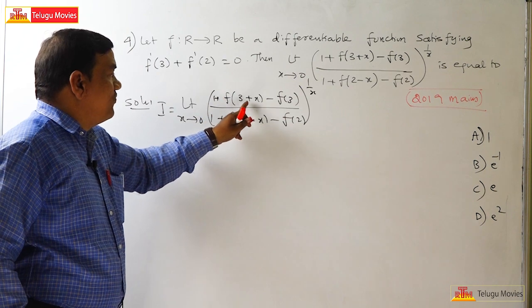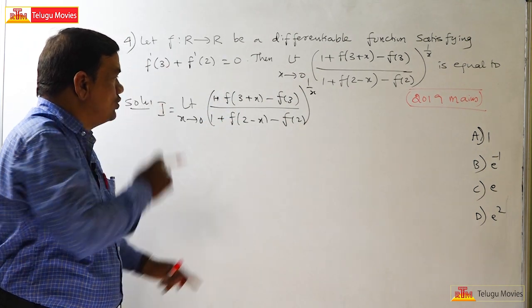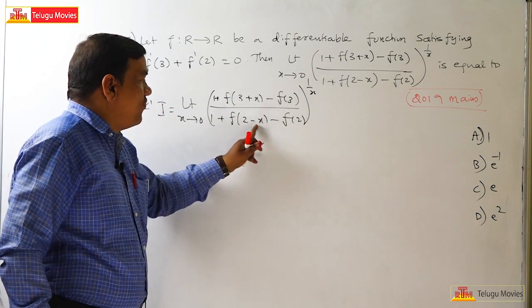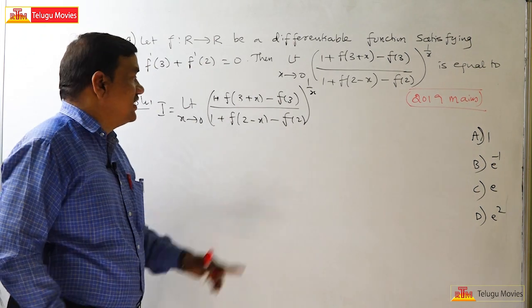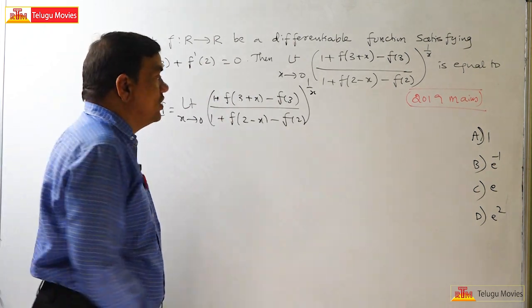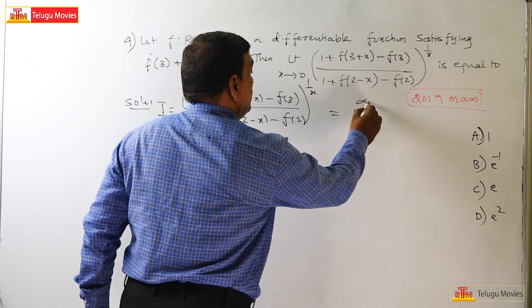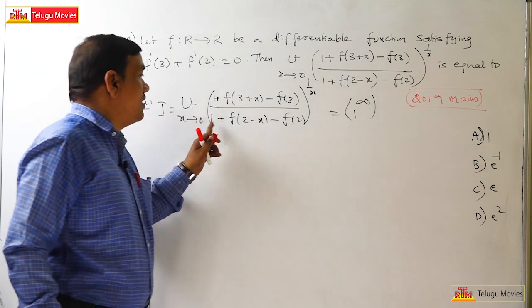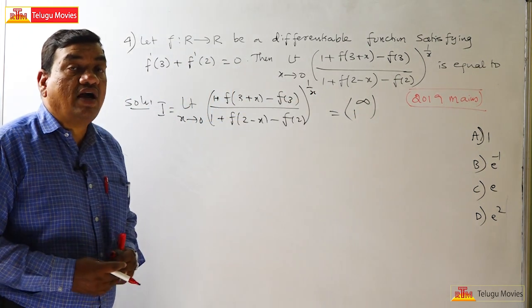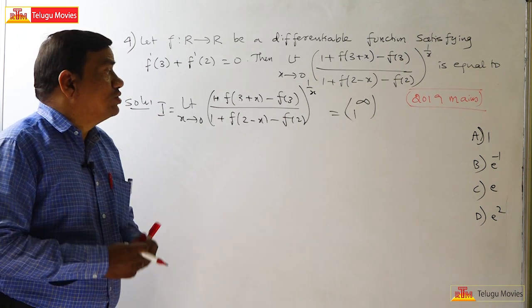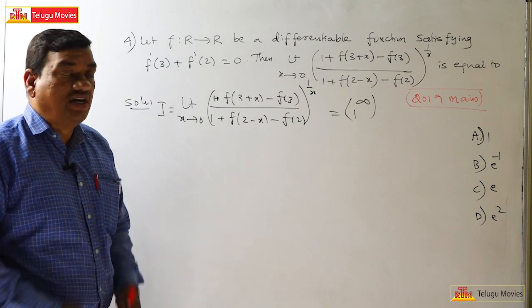So, 1 plus f of 3 minus f of 3, these two will get cancelled. f of 2 minus f of 2 also will get cancelled. 1 by 1, 1. So this is equal to 1 to the power of infinity. As x approaches 0, 1 by x approaches infinity. So this is a 1 to the power of infinity type of problem.